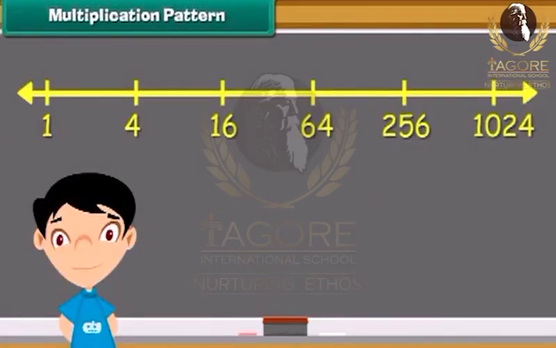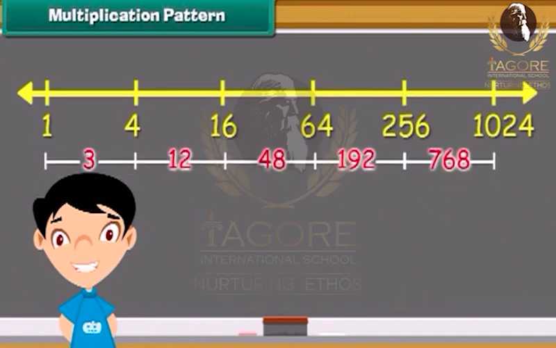Look at the pattern given here. 4, 16, 64, 256, 1024. The differences between 2 numbers in the series are varying. The differences are 3, 12, 48, and 192. This means they do not follow addition and subtraction pattern.